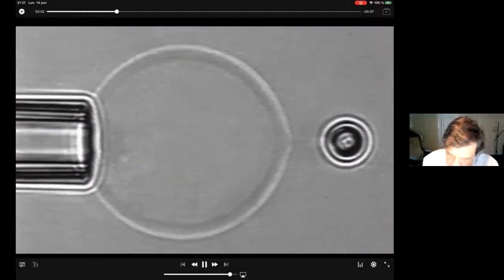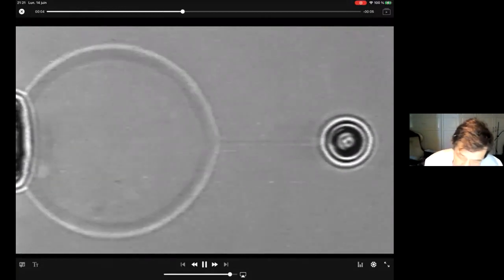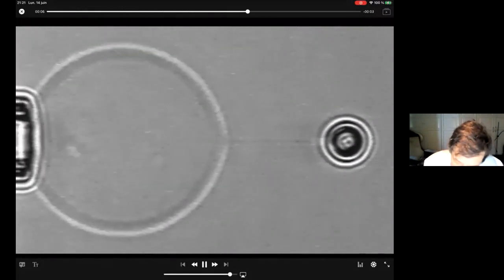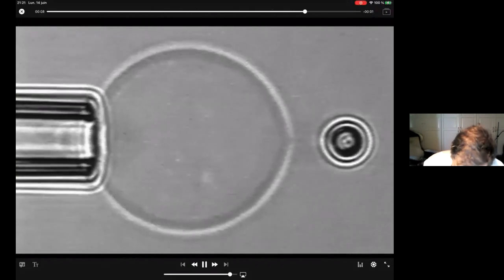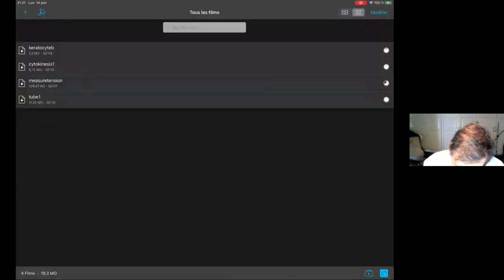You see what happens here. You pull on the bead, and in between the bead and the vesicle, there is a formation of a very thin tube that goes from the bead to the vesicle. So by exerting this force, what I'm doing is pulling a tube. It turned out that the tube has a constant radius.